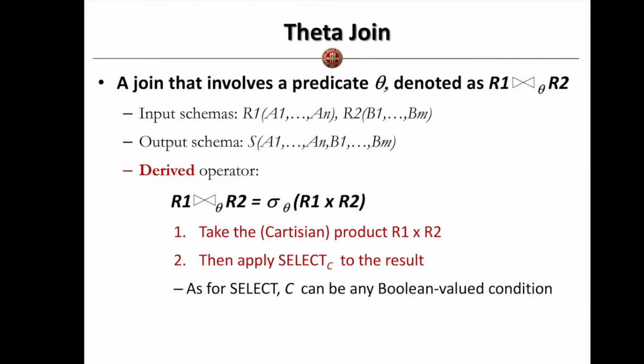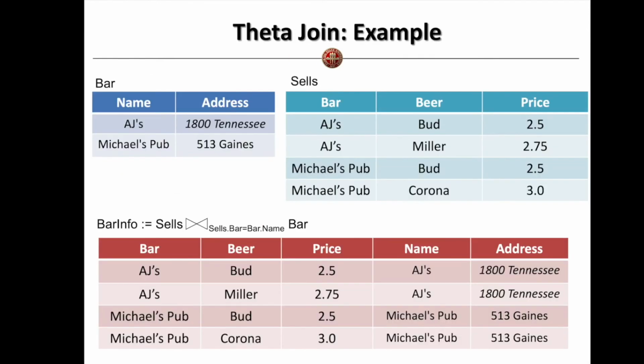You may also wonder, can we have any concrete examples so it will be helpful for you to follow the ideas, right? And we show the theta join example in this page. Let's assume we have two relations. The first relation we have is bars. The bar has two attributes. The first one is bar name. The second one is the bar address. In the bar table, we have two tuples. The first one is Ages. The second one is Michael's Pub.